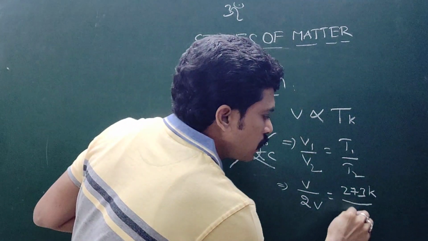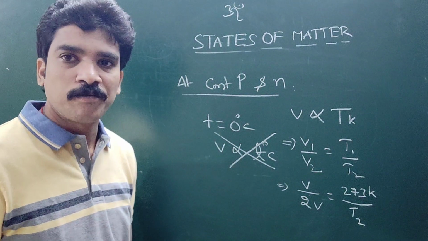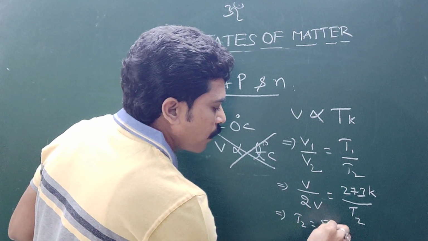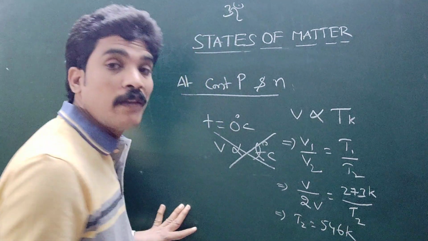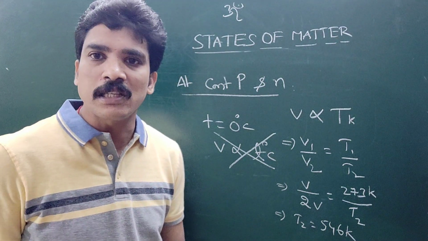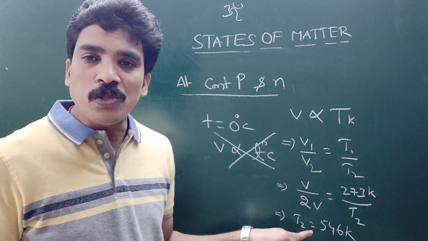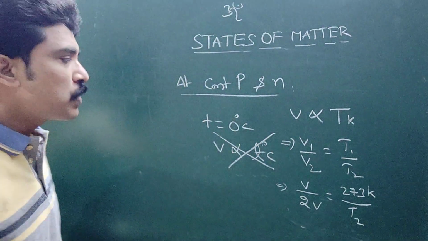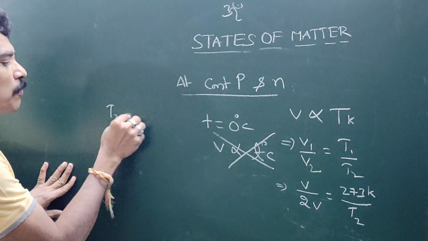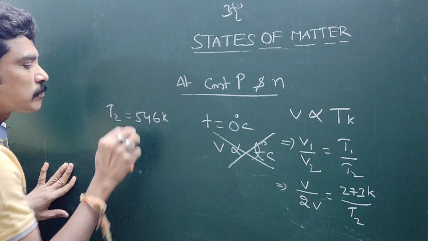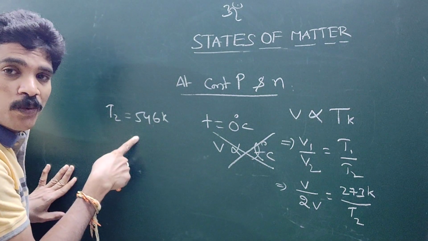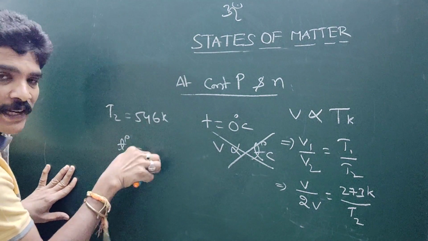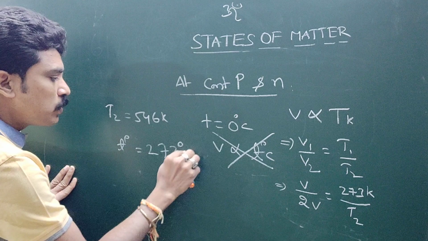Then the temperature T2 is equal to how much? Multiplying the terms, T2 is equal to 546 Kelvin. After calculation, the temperature is 546 Kelvin. Suppose this value is required in degrees centigrade, then small t is equal to 546 minus 273, which is 273 degrees centigrade.